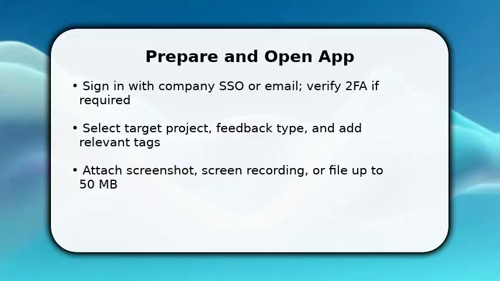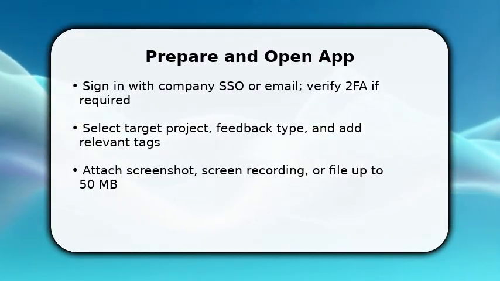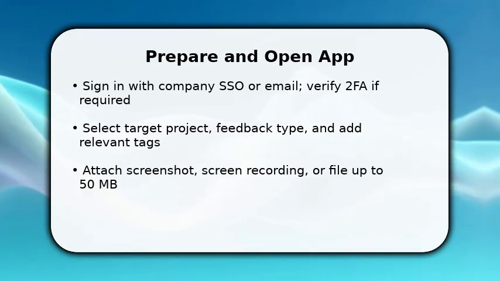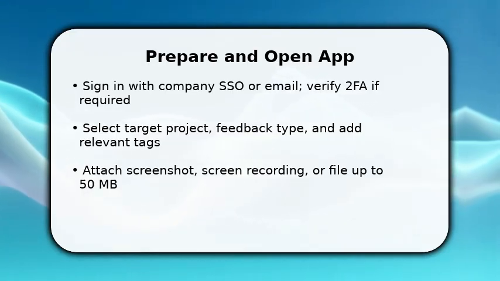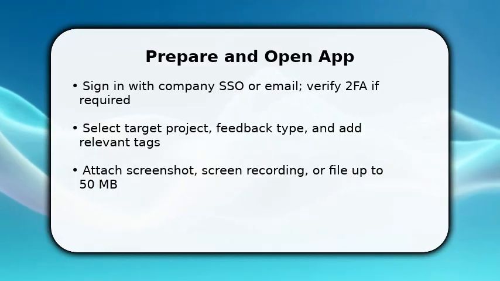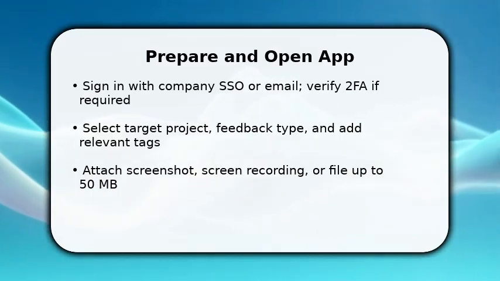You start by confirming prerequisites. You have access, account permissions, and any project codes. Open the updated feedback app and sign in. Make sure two-factor authentication completes. Once logged in, choose the project and the correct feedback type so routing will be automatic.